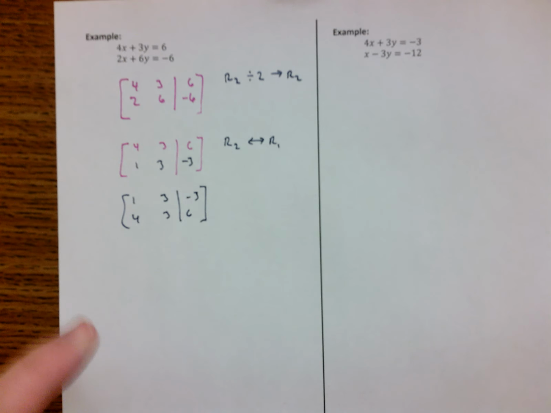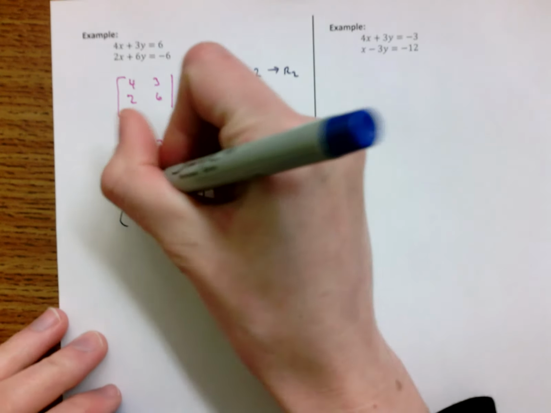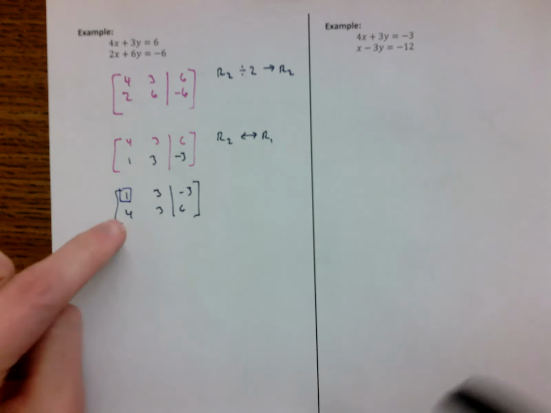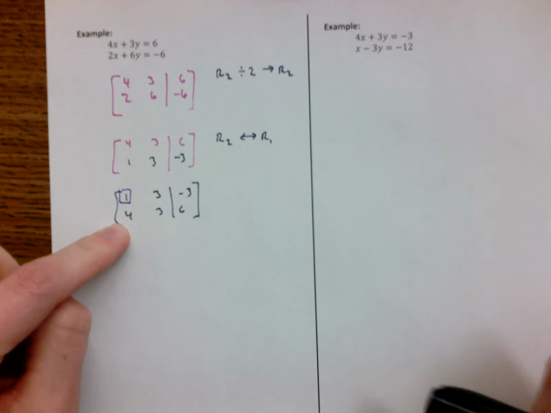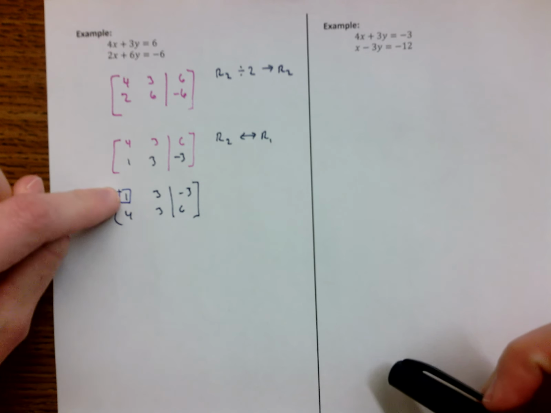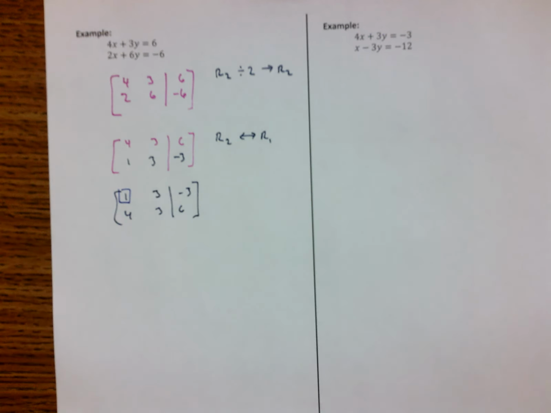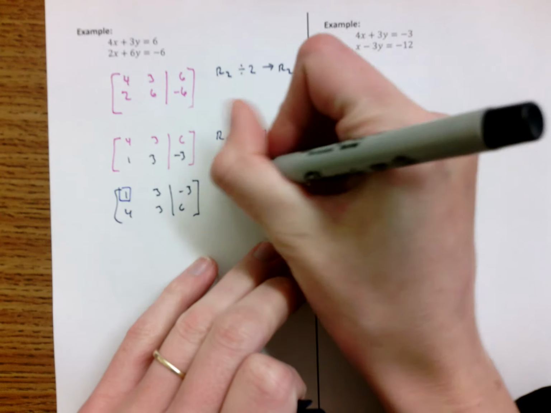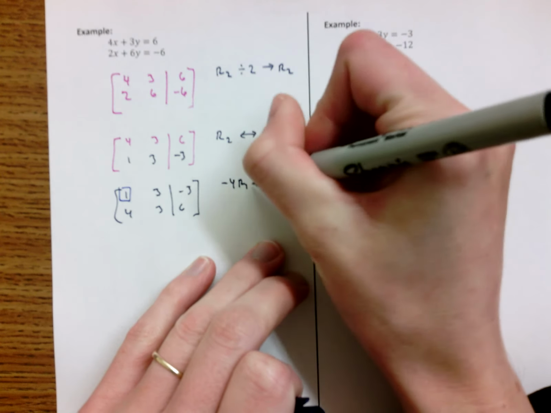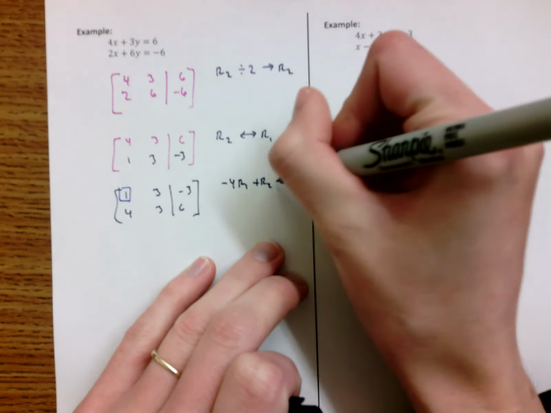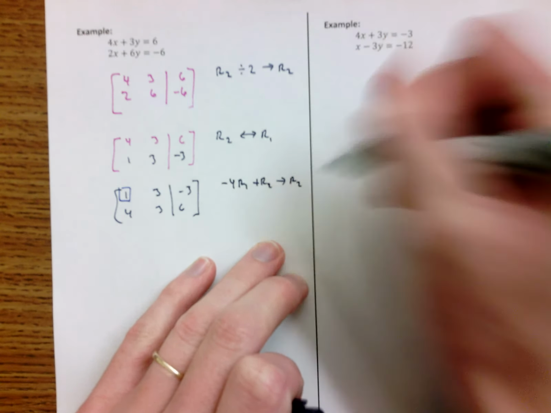Okay, so now I've got my 1, right? That was part of the goal here, was to get that 1. So now I'm going to finish the column. So I need to get rid of this 4. So what I'm going to do is multiply this row by -4, and then I'll add them together. Okay, so I'm going to do -4 times row 1 and add that to row 2. That's going to get me my 0, and I want the 0 in the second row. So I'm putting it in row 2.